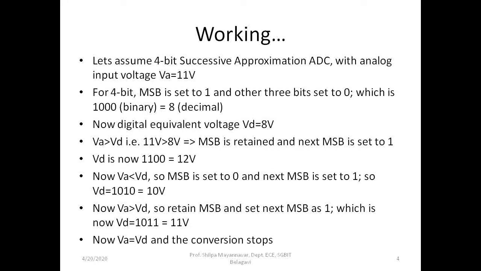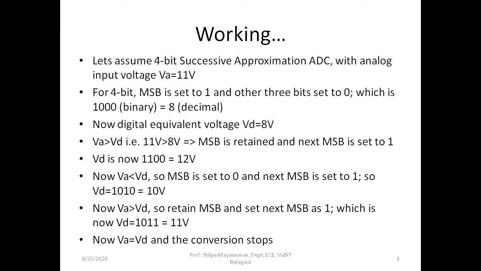Now comparison is done between VA and VD. The analog input voltage VA, that is 11 volts, is greater than VD, that is 8 volts. The MSB is retained as 1 and the next bit is set to 1. So earlier it was 1000, now the MSB remains 1 and the next bit is also set to 1 because VA is greater than VD. So from 8, that is 1000, it is now 1100, that is 12 volts.